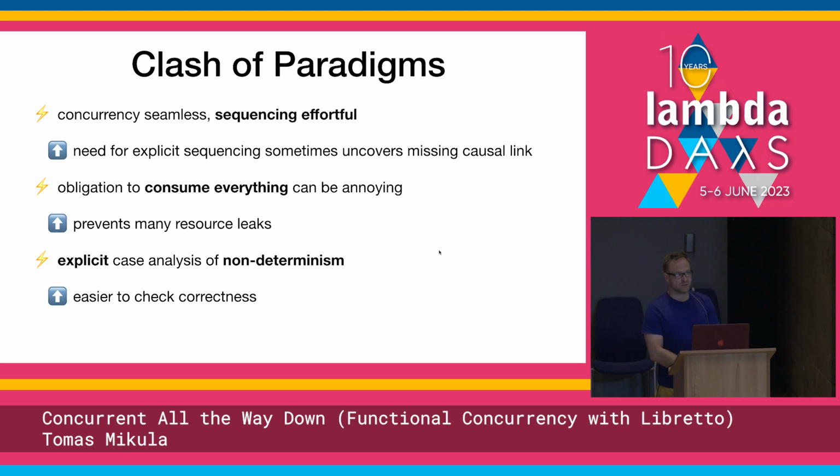On the upside, though, if we find we need to introduce explicit sequencing, maybe that just points to some missing causal link that we were neglecting, forgetting about before. Also, the linear types cause you to have to consume everything, and that can be annoying at times. On the upside, this prevents many resource leaks. You cannot just fire something up and then forget about it.